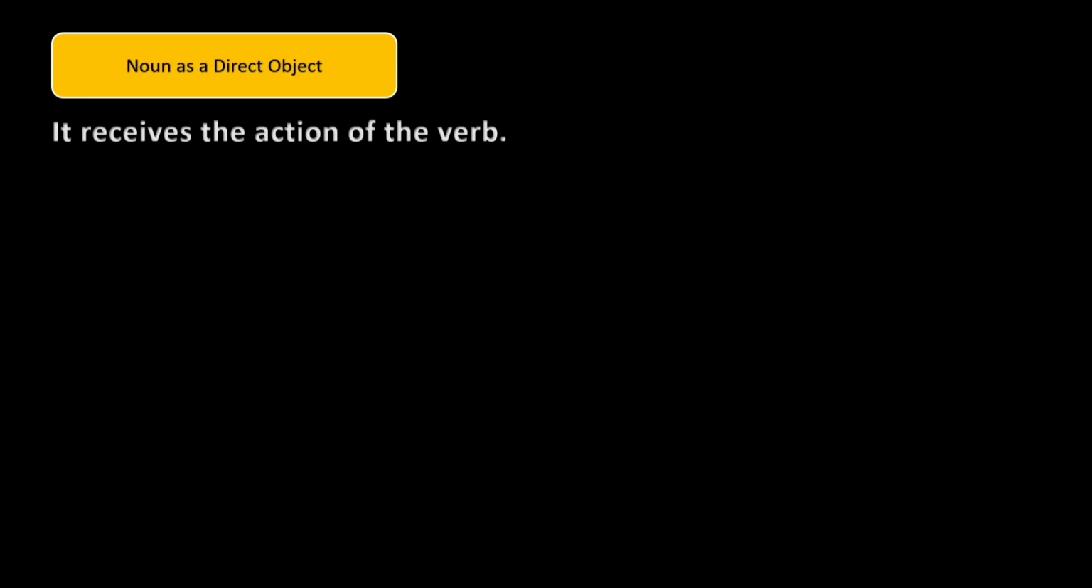A noun as a direct object receives the action of the verb. Mostly it talks about the verb and receives the action of it, right? So here we have a simple structure for it: verb plus noun, and the verb here is an action verb, okay? Then we have a noun, and the noun here functions as a direct object.